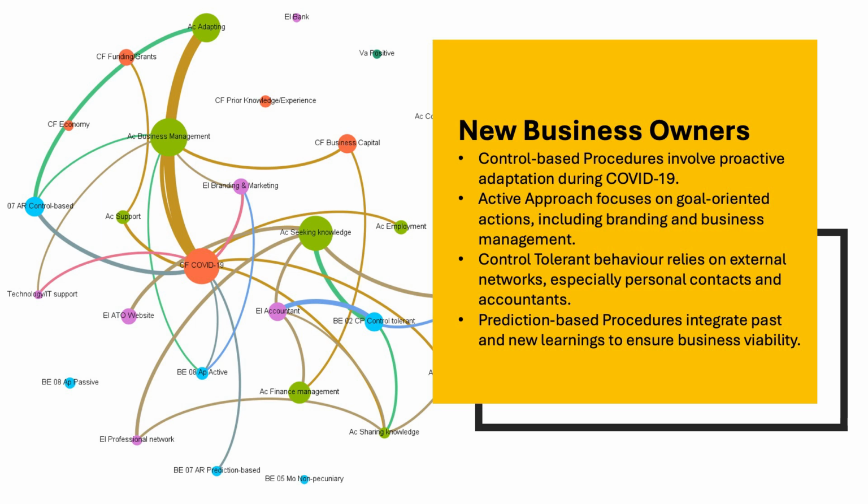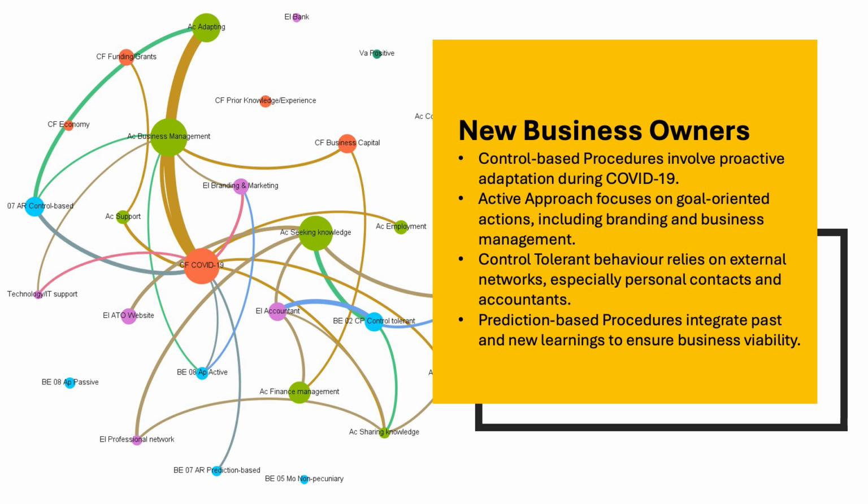Control-based procedures are a proactive response to ambiguity, involving adaptation and business management actions. An example of this could be adapting to online platforms or offering online services in a store. The group adopted an active, goal-oriented mindset with a strong emphasis on branding and marketing, particularly through social media, and enhancing business management practice to grow and maintain their businesses.